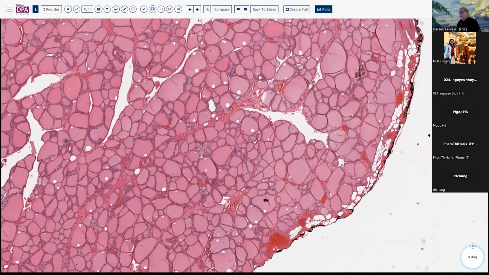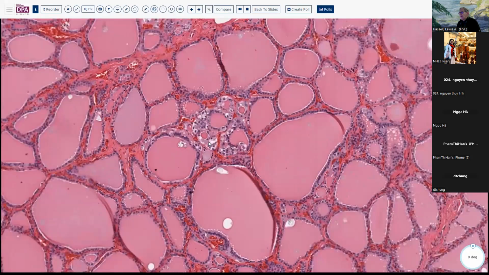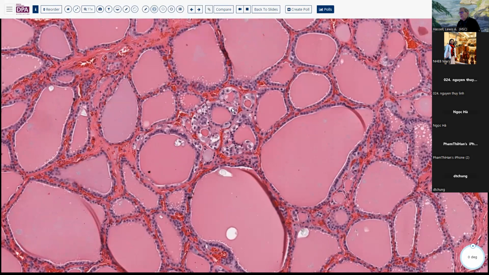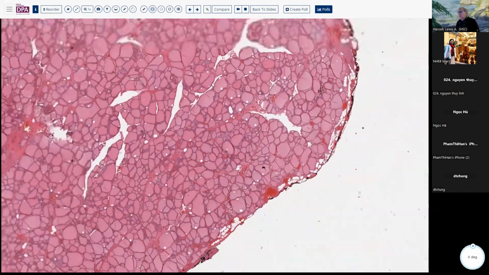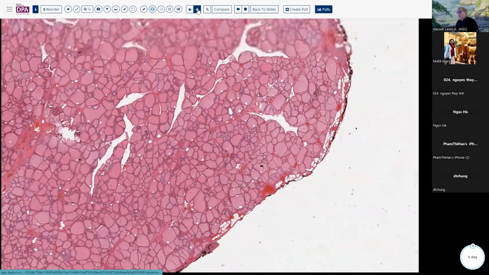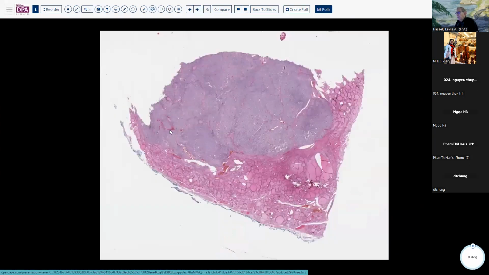So here are more of these areas of parafollicular C-cell hyperplasia, and you can see that some of them even invade into the follicles here a little bit, maybe even here. So that's a lesion that we don't see very often, and yet you want to be prepared for it should it happen in your setting.